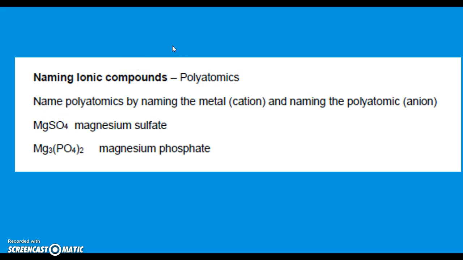So, naming ionic compounds for polyatomics, an example here: we name the metal cation and then the polyatomic anion. So MgSO4, magnesium sulfate, is an example, Mg3(PO4)2 is magnesium phosphate. Those are just some examples.